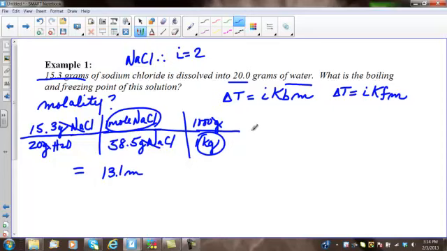So let's go over here. Let me change colors. Delta T equals 2 times the boiling point constant, 0.51 for water, times our molality, 13.1. So that's going to give us a delta T equal to 13.4 degrees Celsius.